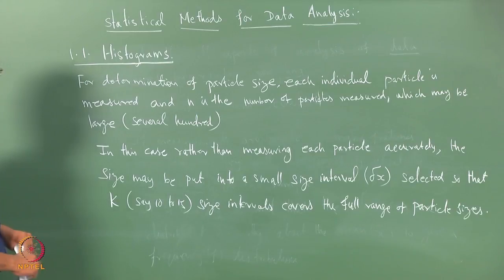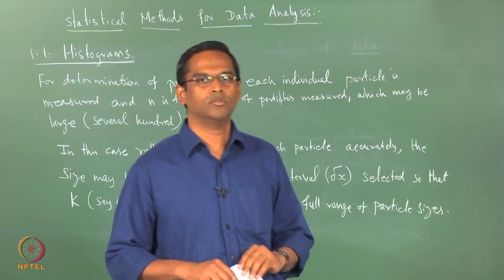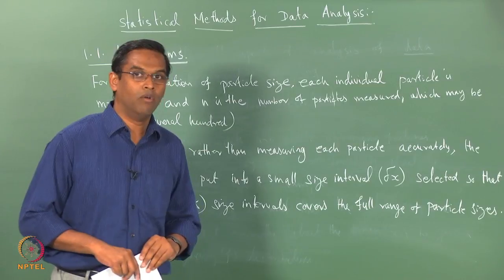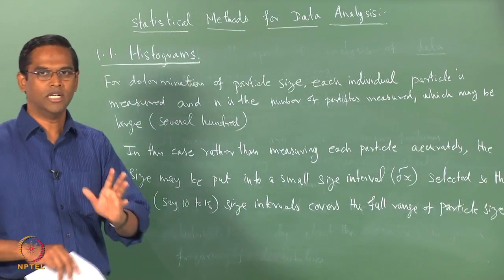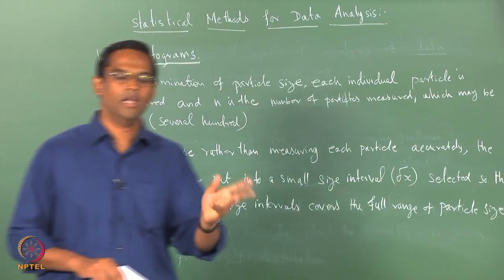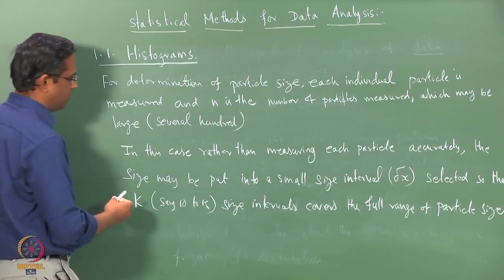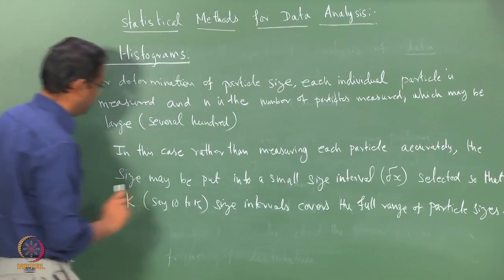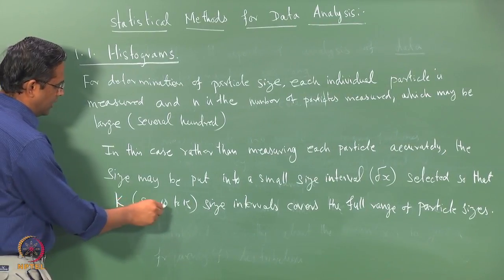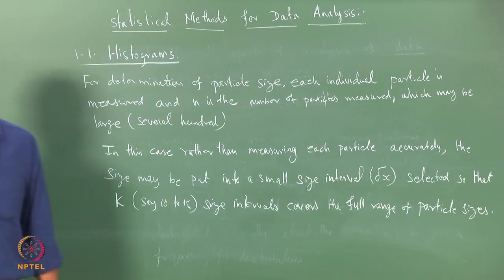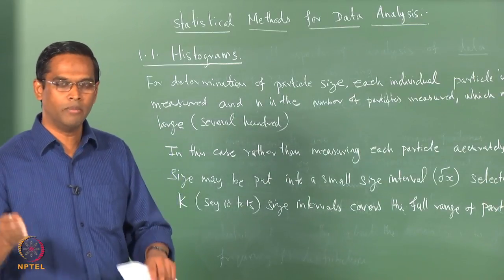What I have written here is, suppose you want to generate a histogram where you have the complete particle distribution in a matrix, to measure the particle size and its distribution and so on. One tedious method is to measure each particle accurately, count, and put the sizes into different classes. Instead of doing individual particle size measurements, you fix the range and select small size intervals delta x, so that you have k intervals, say 10 or 15. The number of intervals you can choose depending upon the size range you have, for example, very small size to big size or medium size and so on.